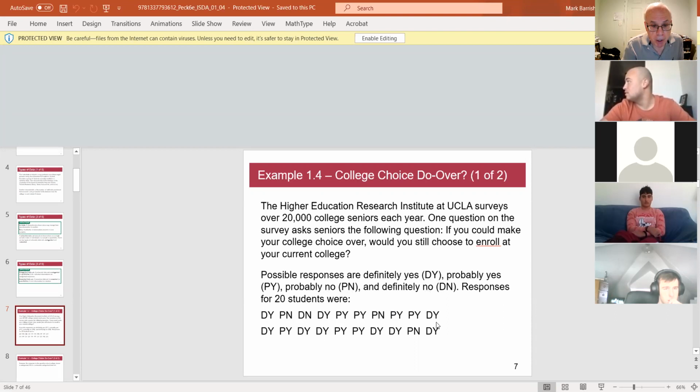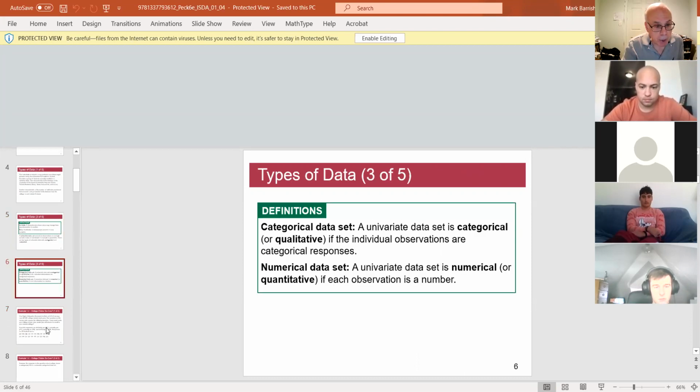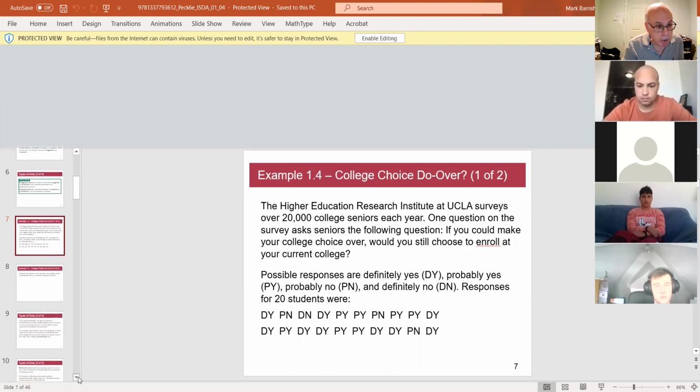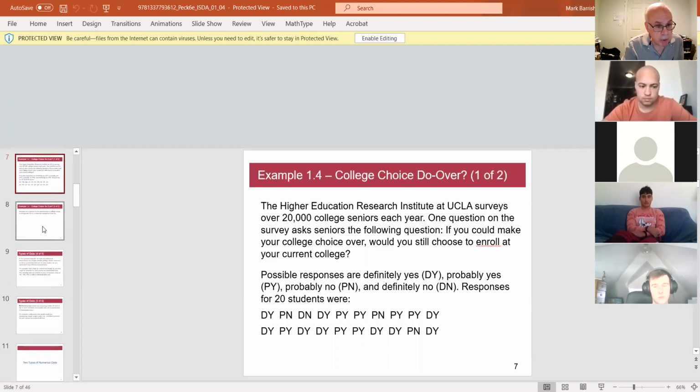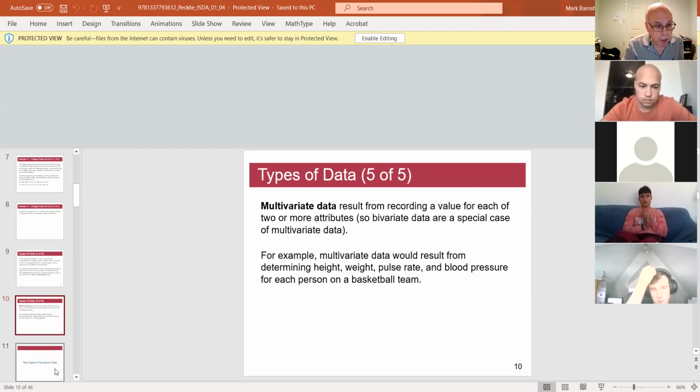As you could see, pretty easy, right? I mean, these are their answers, right? One student said DY, another said PN, right? So that's a categorical data set. Shouldn't be any question about that, I hope. Okay, any questions? All right, so again, when I use these terms for the rest of the semester, I hope you know exactly what I'm referring to. Again, here's the definition: bivariate, multivariate.